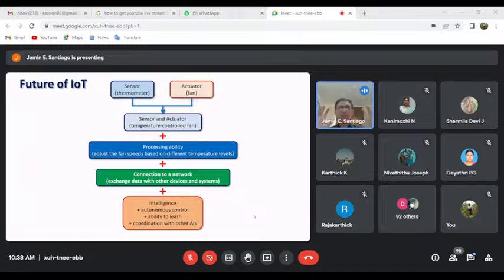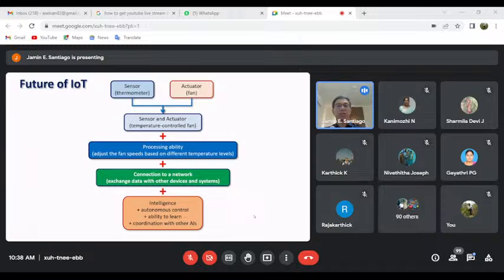So up to this slide, I hope what we have retained is that to make an IoT device, we need an actuator, the sensor, and all of this must produce data. The data, as a result of our processing ability, will be transmitted to a network. And the future of IoT will be to put more intelligence, autonomous control, learning through machine learning, and coordination with other devices. And the last will be coordination with artificial intelligence, which we will discuss a few slides from here.